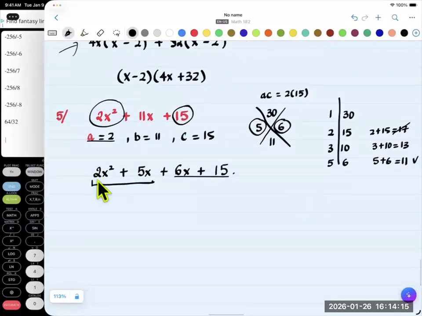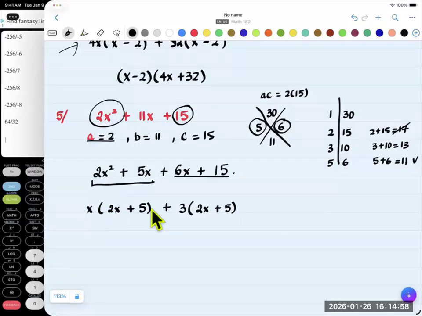Now we break them into groups and then factor any common factor. 2 and 5 don't have anything in common, I cannot divide 5 by 2, so the only common factor is x. I will take out x and then we have 2x plus 5. On the other side, 6 and 15 can both be divided by 3, because 6 divided by 3 is 2 and 15 divided by 3 is 5. So I can take out 3, and I have 2x plus 5. Let's double check: 3 times 2 is 6, and 3 times 5 is 15. So this is the greatest common factor.